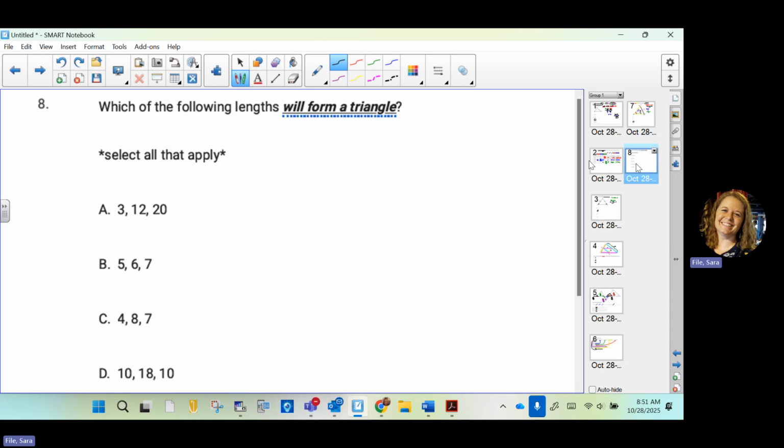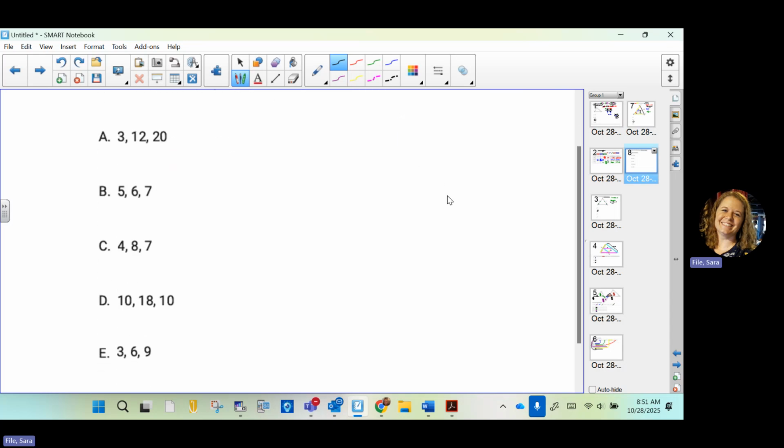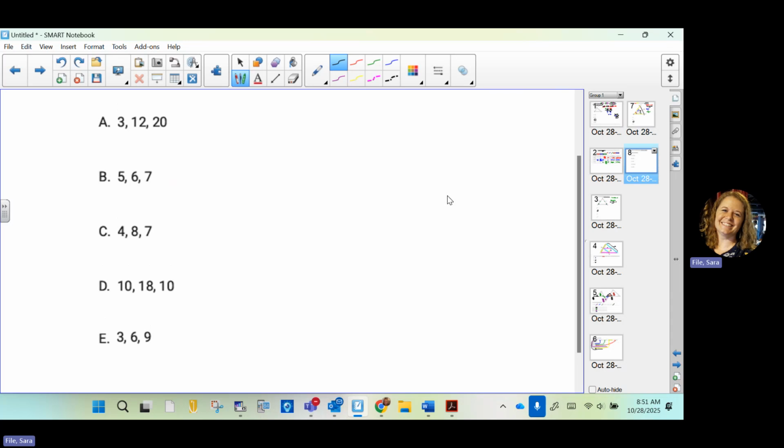All right, on number 8, which of the following lengths will form? This is the last thing we talked about in 4.6. That 4.6 notes was triangle inequality theorem and hinge theorem. This is triangle inequality. Will it form a triangle? What was the triangle inequality theorem? Who remembers? What has to be bigger? The sides. Which sides? Like the sides of the triangle.